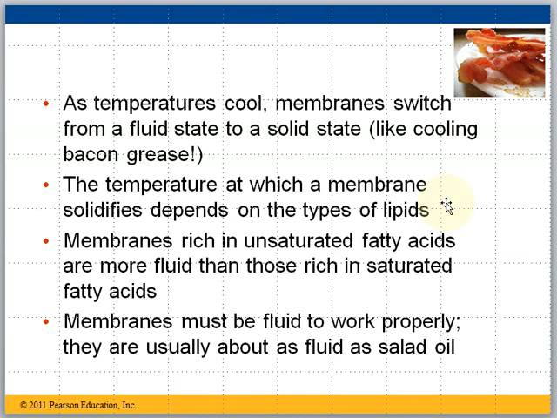If the membrane becomes solid, it's not going to allow materials to pass in and out of the cell. So it has to be in a liquid state, and usually that's about the consistency of salad oil.